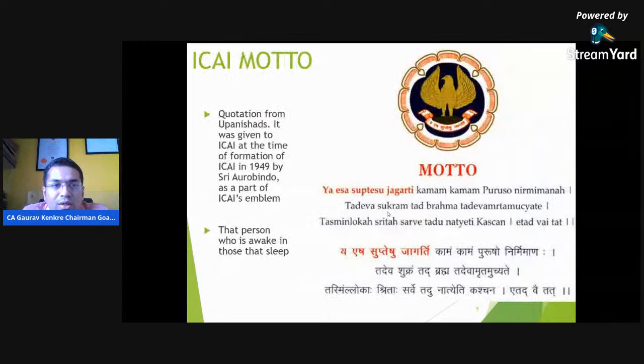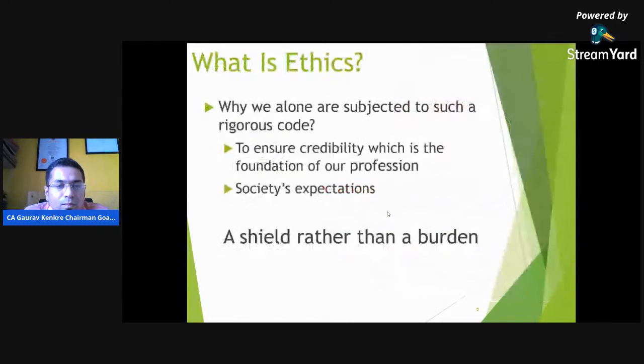Our ICAI motto itself, which has been taken from the Upanishads by Sri Aurobindo, very clearly states what our ethics should be. The relevant part, Ya Esu Supteshu Jagarti, means that person who is awake when those that are asleep. So when others are asleep, we have to be awake. That is the ultimate motto of CAs, and we need to practice this to ensure that we are following our ethics in the right spirit.